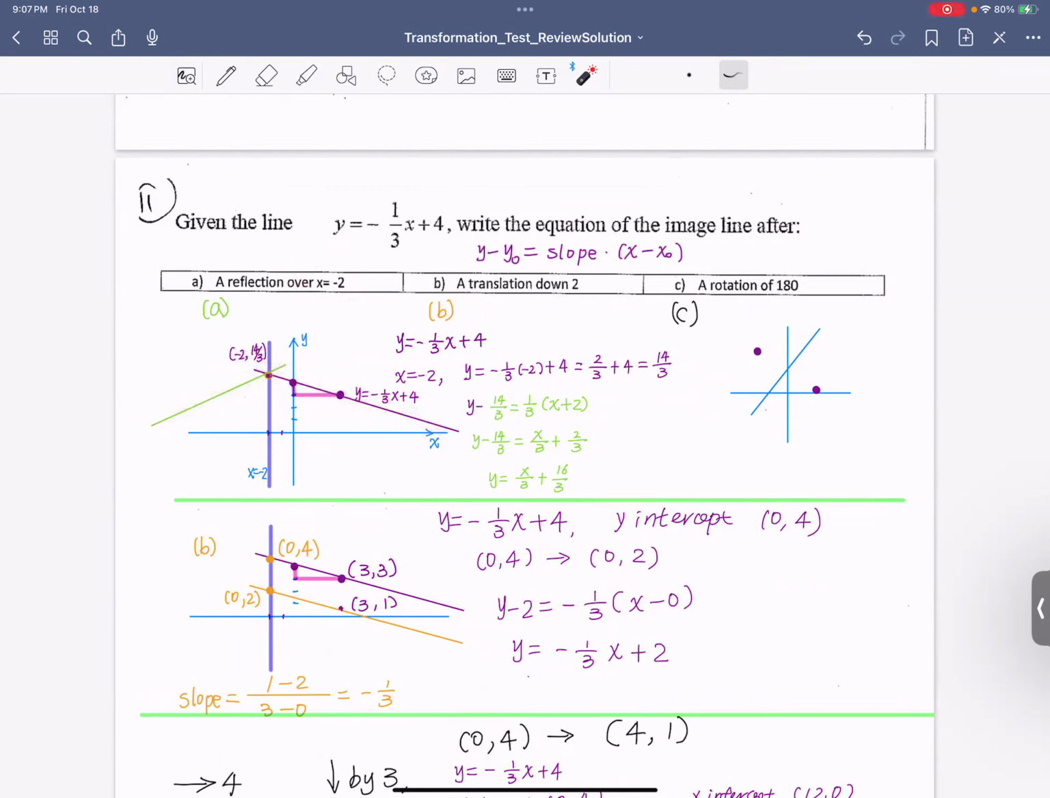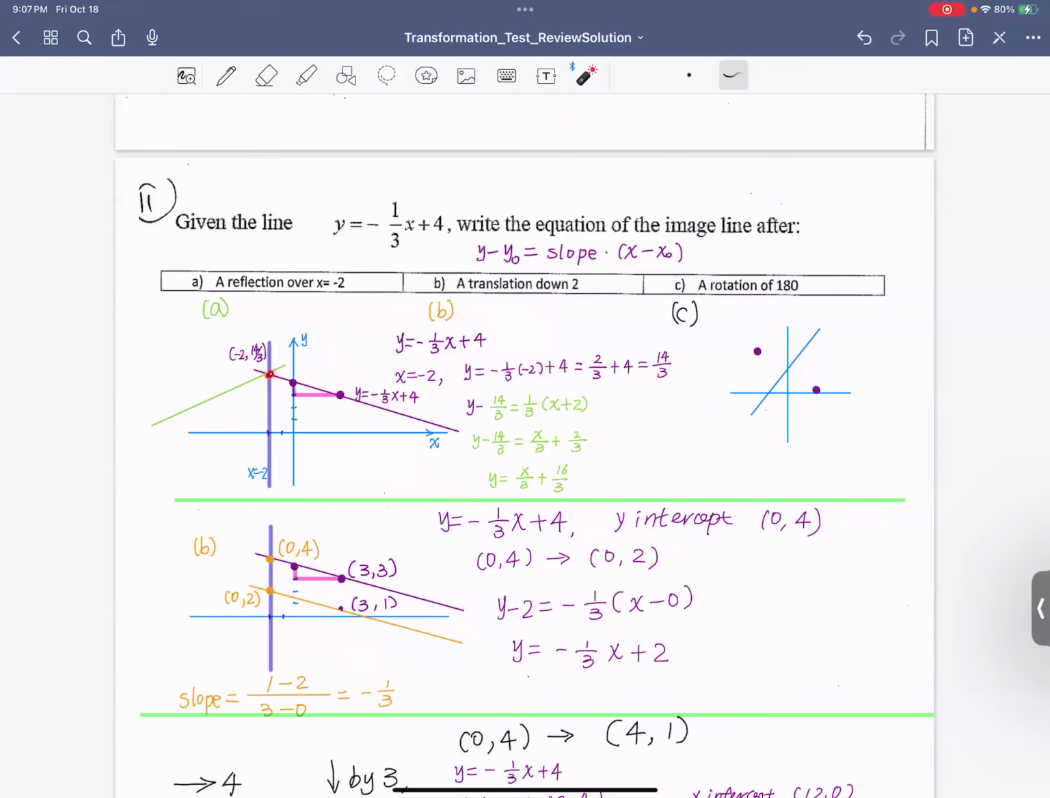So for example, this one, y equals negative 1/3 x plus 4. You have the y-intercept at (0, 4) and the slope as negative 1/3. So you have this line equation, and they ask you this one reflected over x equals -2. I like to draw the graph to help me solve quickly.